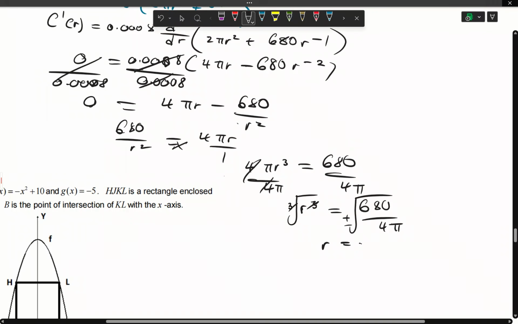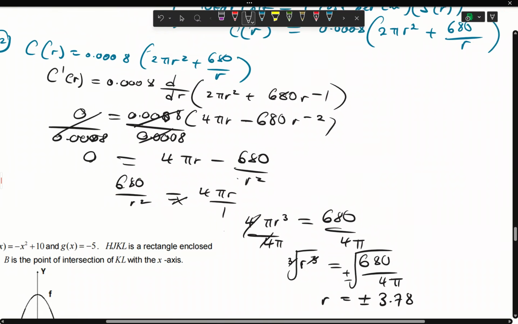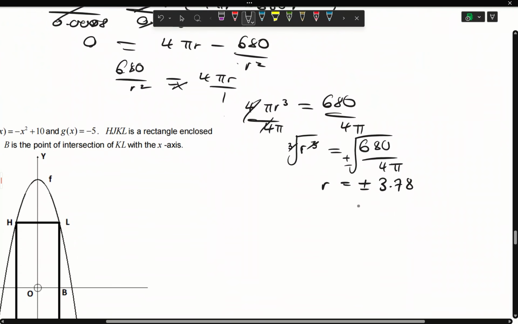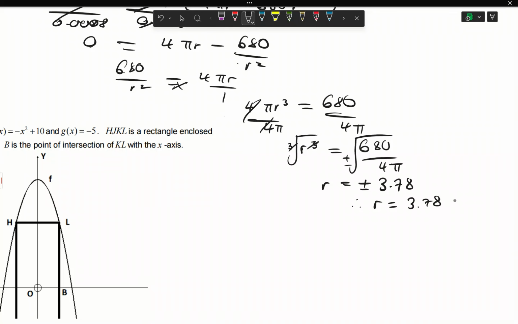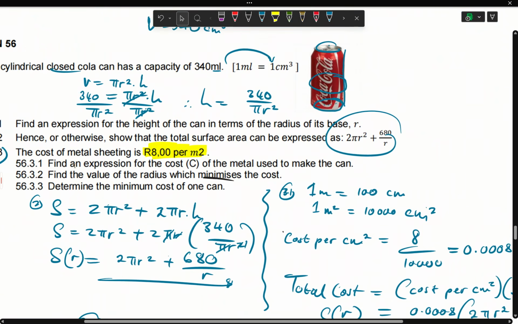3.78. I saw this 3.78 somewhere. We're busy with those things there, né? Remember, it says minimize, and I've already proved that, guys. Remember, this answer R will always be a positive value, 3.78. And then that has to be centimeters, né? Don't just cram, guys. Know what you're doing, né? So now let's see the next question.